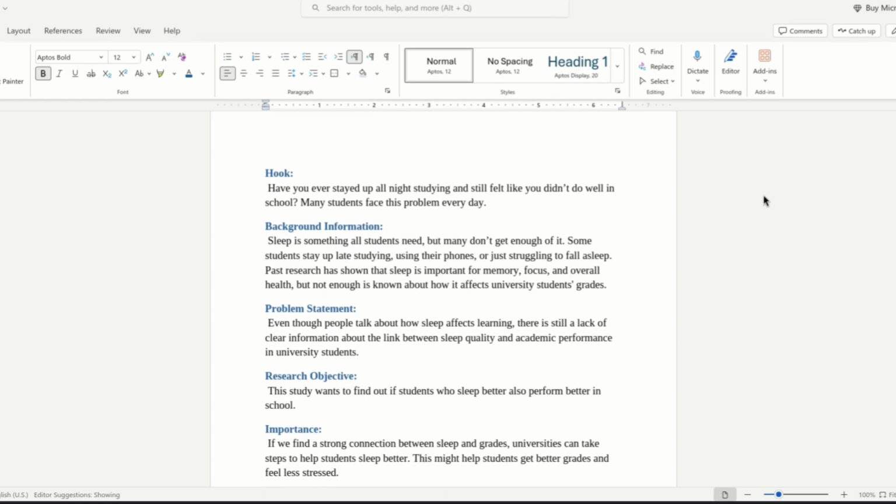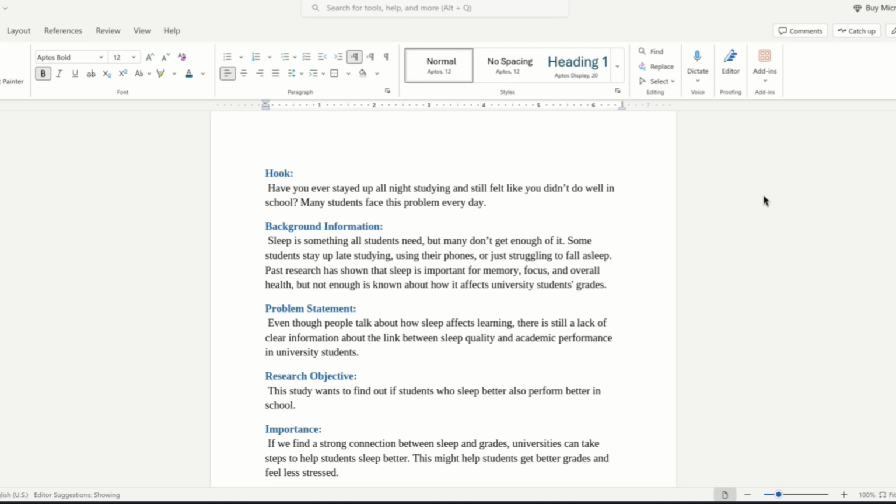Once you have captured the reader's attention, it's essential to provide some background information. This segment offers a brief overview of the topic and includes what is already known within your research area. By doing so, it sets the context and demonstrates your familiarity with the field.